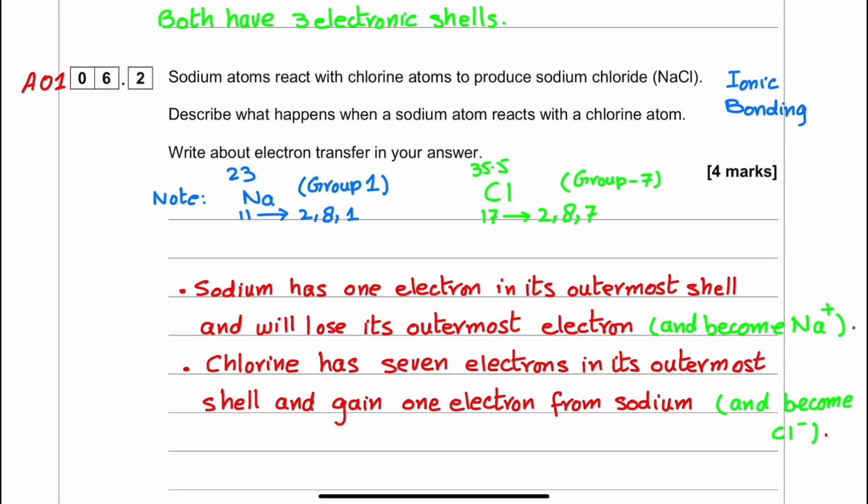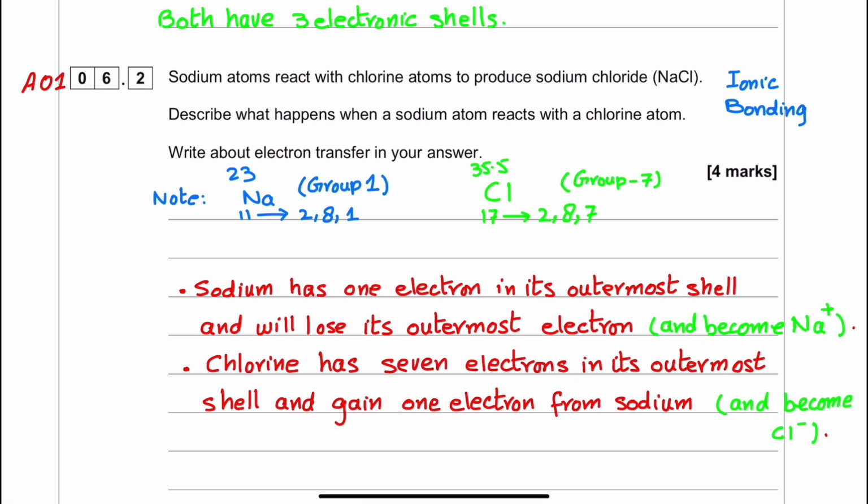Chlorine atomic number 17, mass number 35.5, belongs to group number 7. So the electronic configuration is 2, 8 and 7. 2 in the first shell, 8 electrons are coming in the second shell, and 7 electrons are coming in the third shell.